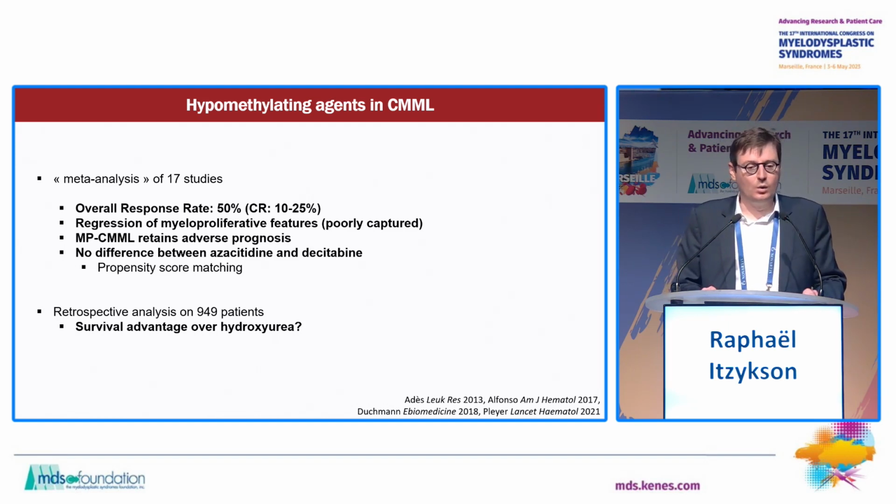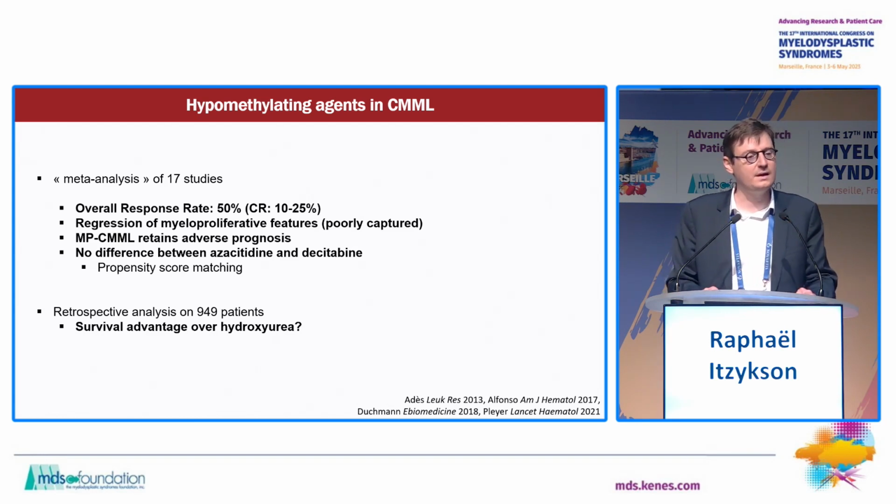Obviously, following the AZA-01 trials and other trials with decitabine, there was a surge of interest for single-agent hypomethylating agents in CMML, a number of retrospective or non-randomized prospective studies that collectively, I collected 70 of those, but the number keeps rising. Collectively, these studies report overall response rate in the 50% range, including 10 to 25% in the most optimistic reports, complete remission. There were occasional reports of regression of myeloproliferative features, but these were poorly captured in studies that mostly used MDS criteria, and in two studies that used propensity score matching to compare azacitidine and decitabine, there was no notable differences between these two hypomethylating agents.